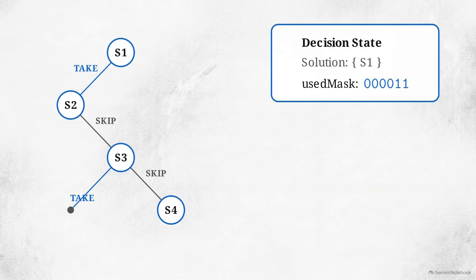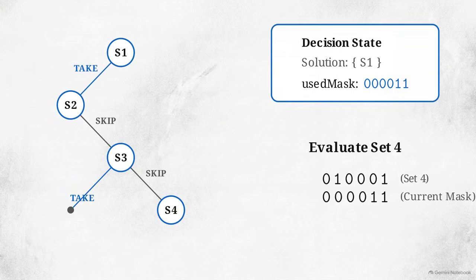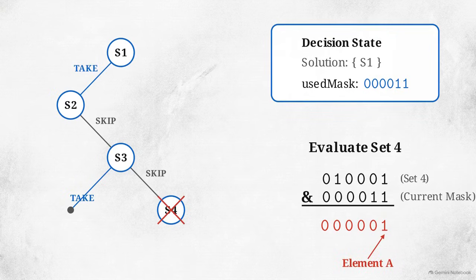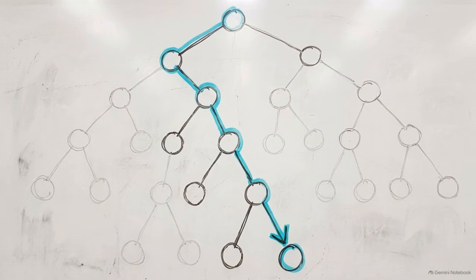Now we follow the alternative path, skipping set 3. On this branch, we evaluate set 4 against the current mask. Because we use bitwise comparisons, the overlap check is instantaneous. The resulting bit mask shows a 1 in the far right position, element A. Thus, set 4 is incompatible and must be rejected. By systematically exploring these skip alternatives, the algorithm ensures that every possible combination is eventually considered.